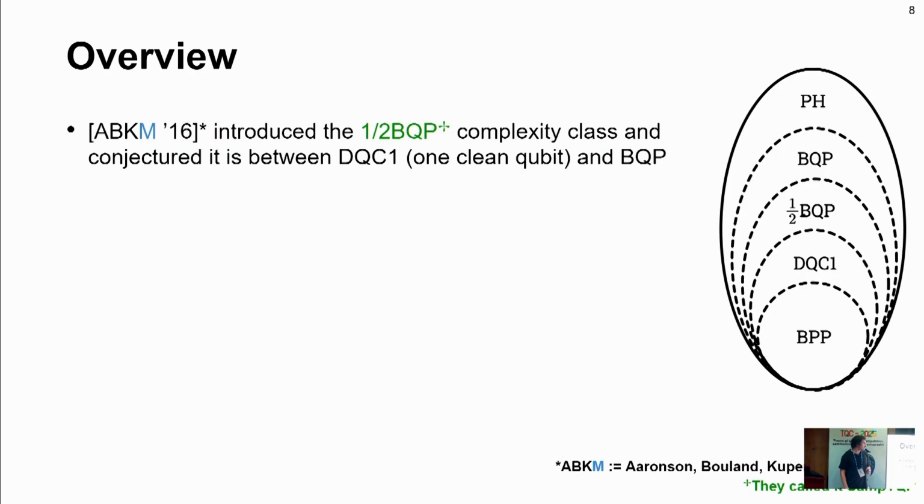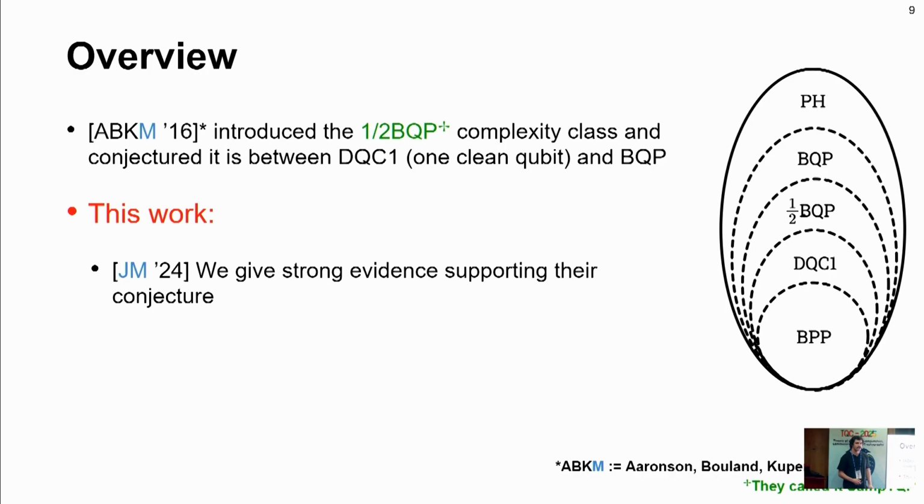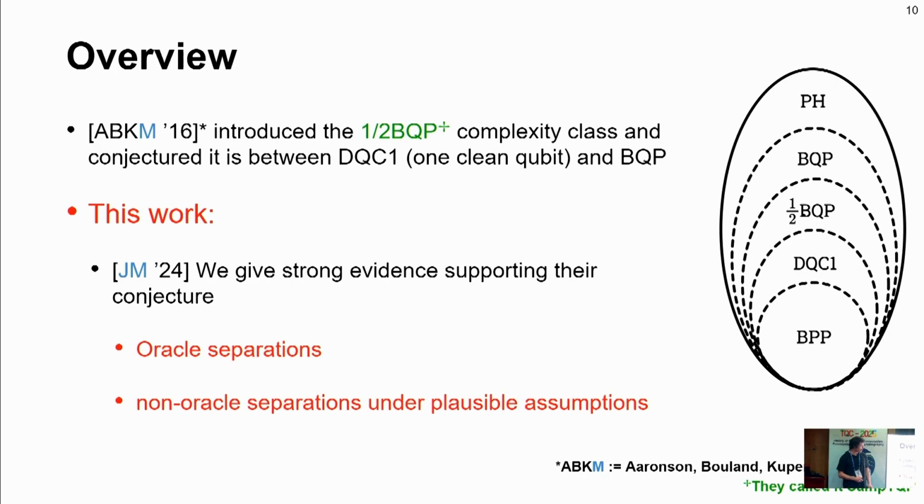In 2016, Aaronson, Bouland, Fefferman, and Mehraban introduced a model of computation, which we now call HalfBQP. They conjecture that it's between one clean qubit and BQP. In this work, we give strong evidence supporting that conjecture. In particular, we give oracle separations and non-oracle separations under plausible assumptions.